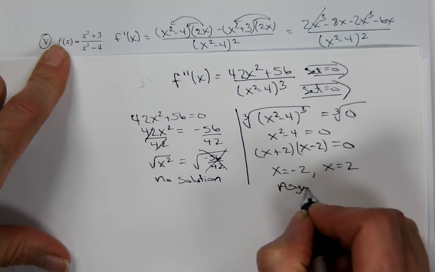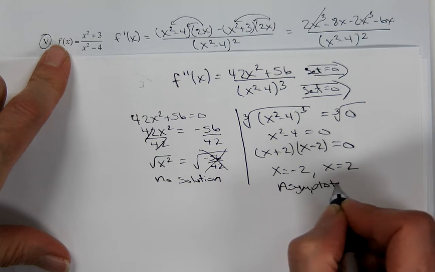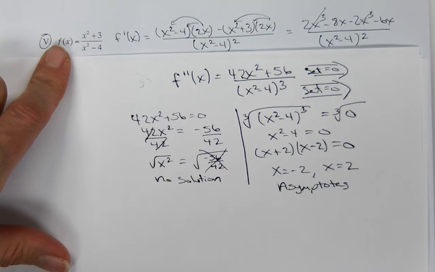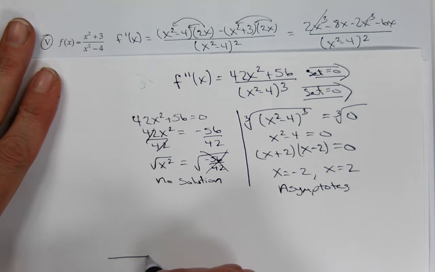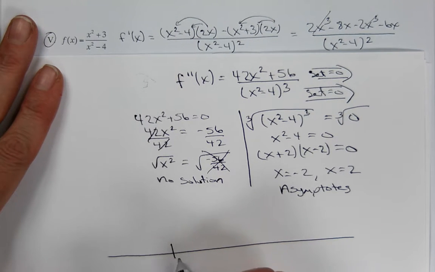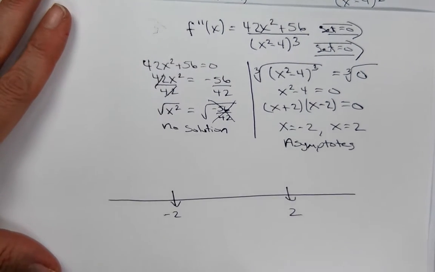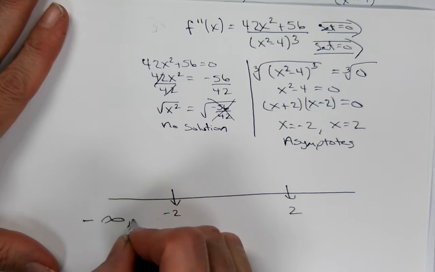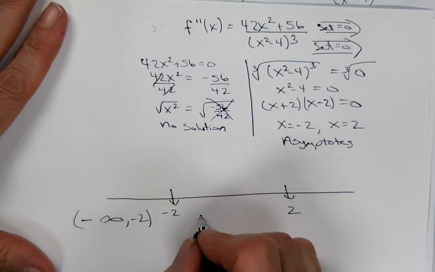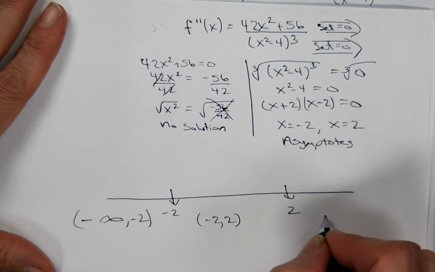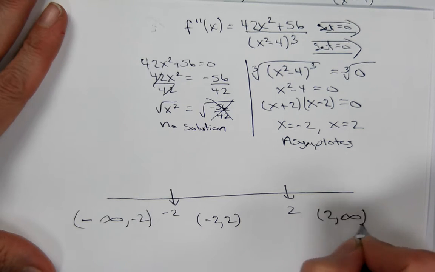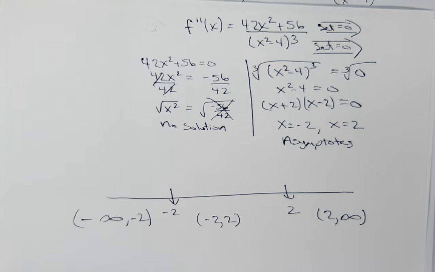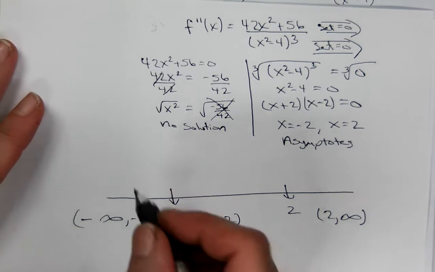But the beautiful thing about this is that we haven't wasted any steps. We still do the same thing. We're still going to make our interval. We're still going to break it at negative 2 and 2. And we're going to check concavity on all three parts of this: negative infinity to negative 2, negative 2 to 2, and 2 to infinity, because concavity can also change at asymptotes, just like increasing and decreasing can also change at asymptotes.